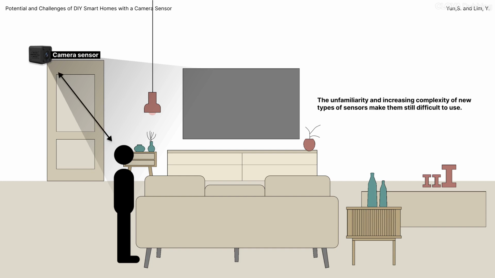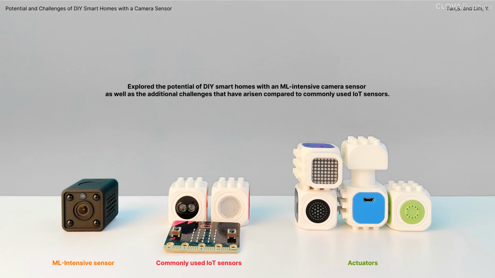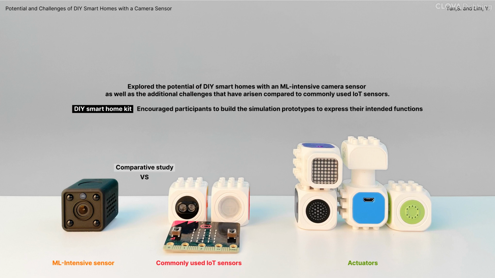Camera sensors enable explicit interaction, however, the unfamiliarity and increasing complexity of new types of sensors make them still difficult to use. In this study, in response to these sensor changes, we explored the potential and challenges of do-it-yourself smart homes with a camera sensor that have arisen compared to commonly used IoT sensors. To achieve this goal, we conducted a comparative study between commonly used IoT sensors and a camera sensor. And we gave them a do-it-yourself smart home kit. With this, we encouraged participants to build simulation prototypes to express their intended functions.